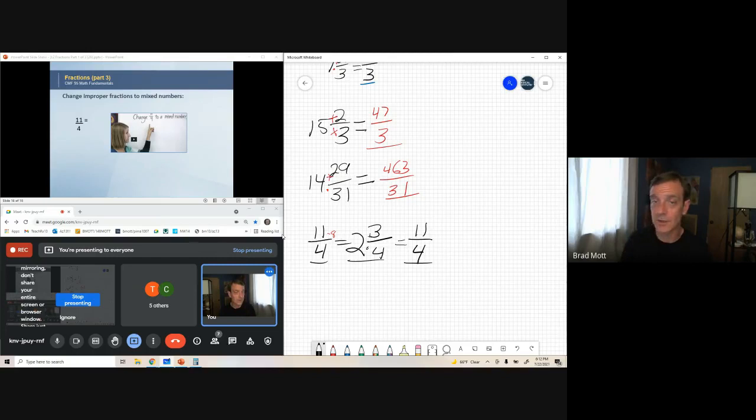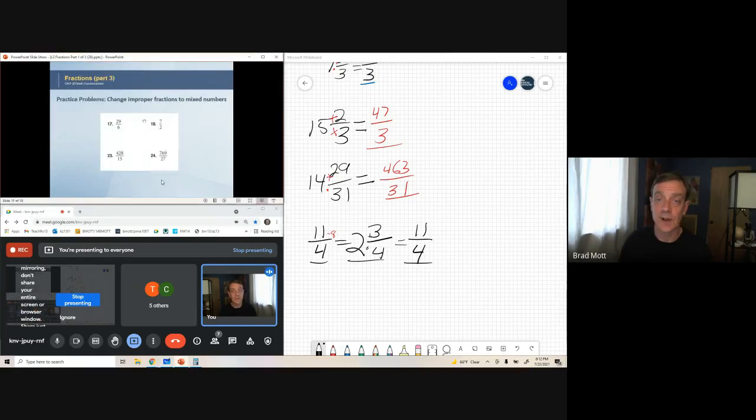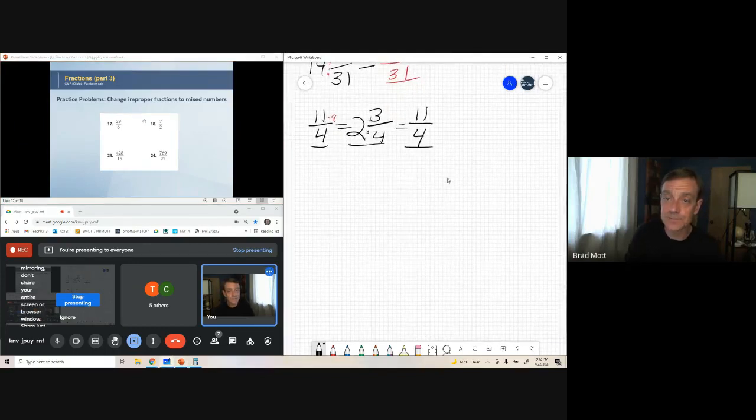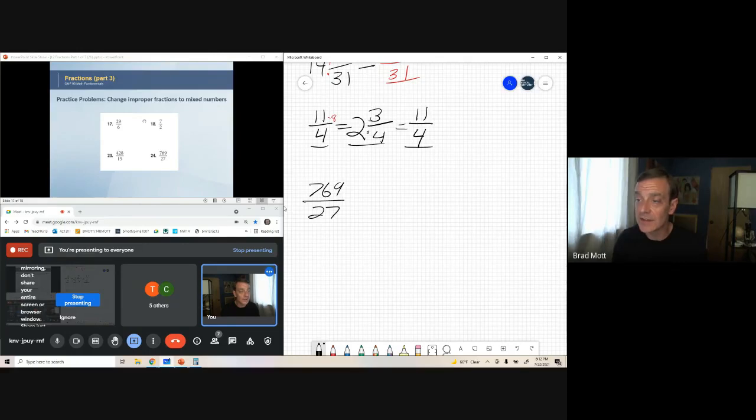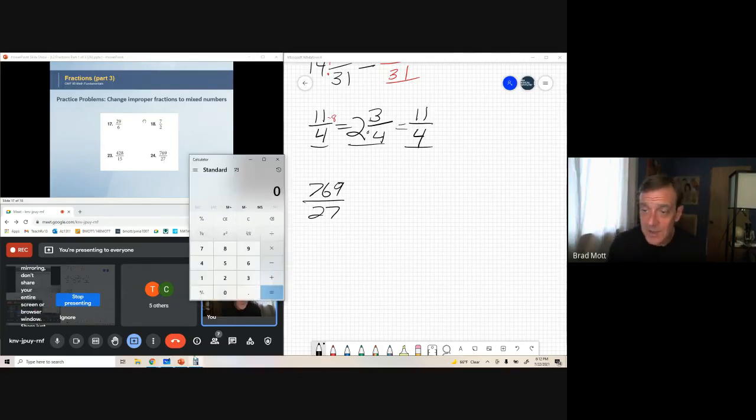And I'll show you another trick with a calculator, too, if you get something ungainly, like something like this. So I will do number 24, 769/27. Got some pretty big numerators and denominators. So first thing I'm going to check, sometimes I like to just simplify right out of the gate. That way I don't have to do it at the back end, but you can do it either way.